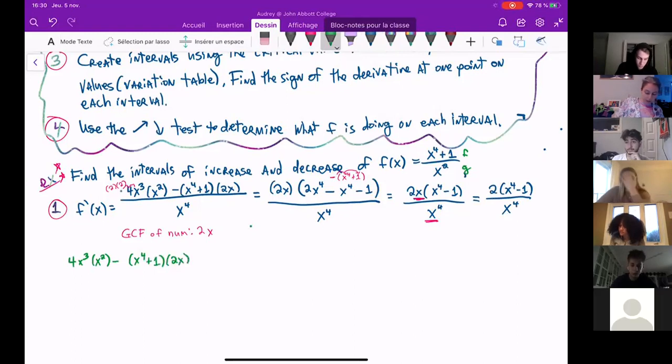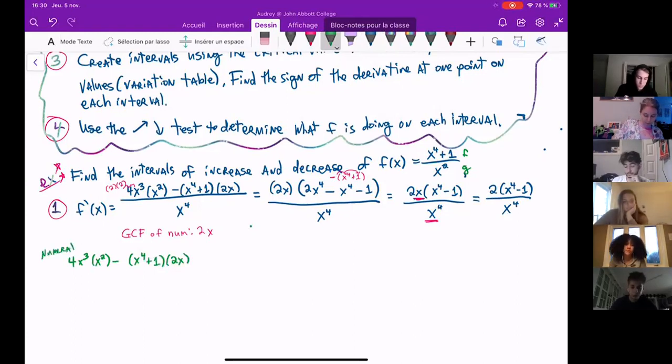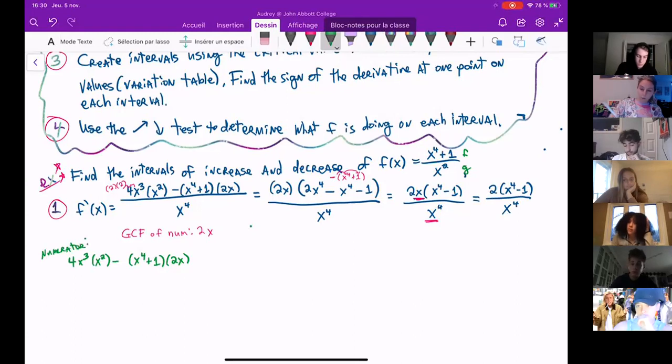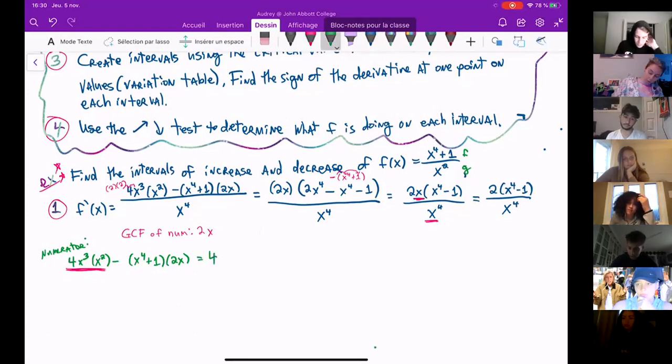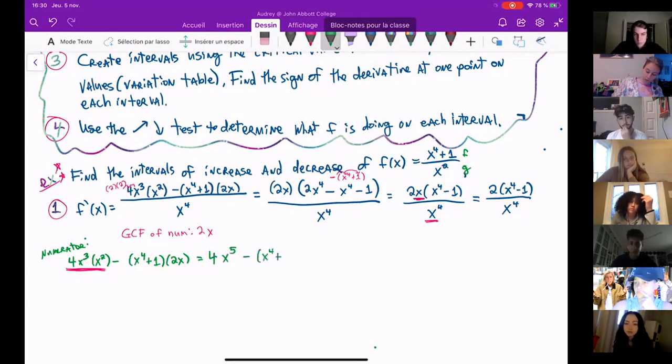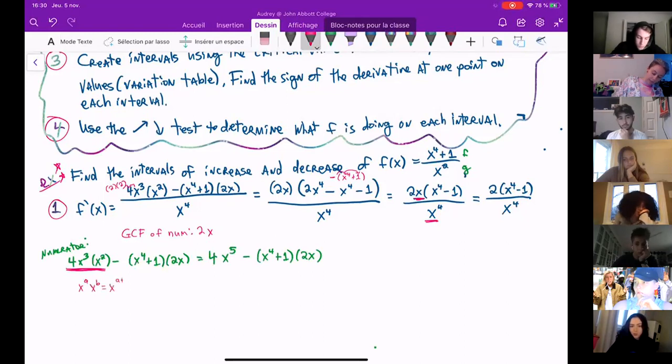Okay, so this is my numerator, right? Now what I'm doing is I'm trying to find my greatest common factor. So I'm looking at the left side and trying to find what is on the left side that's also on the right side. Looking at it like this might be a little confusing, but we can use our rule to say that this is x to the 5 minus x to the 4th plus 1 times 2x. So that's x to the 5 because I know that x to the a times x to the b is equal to x to the a plus b.